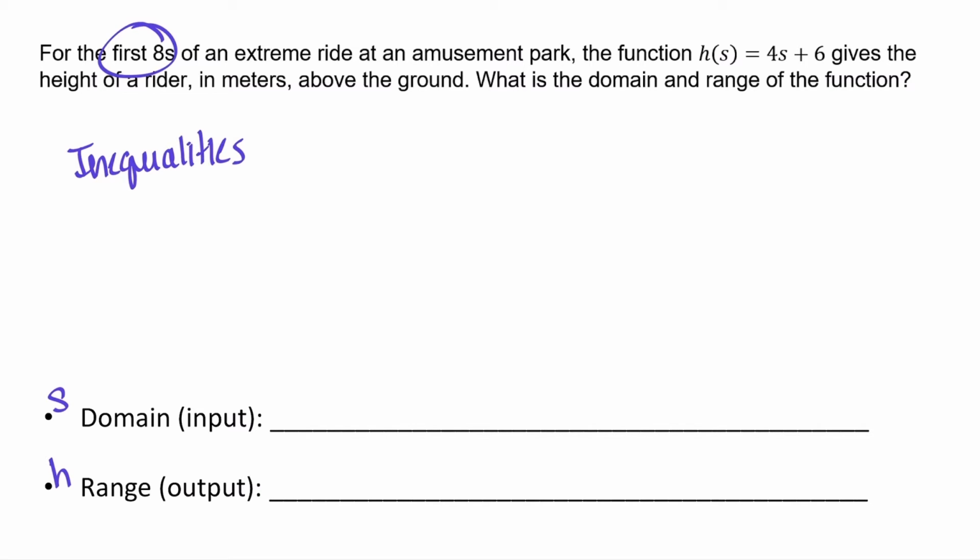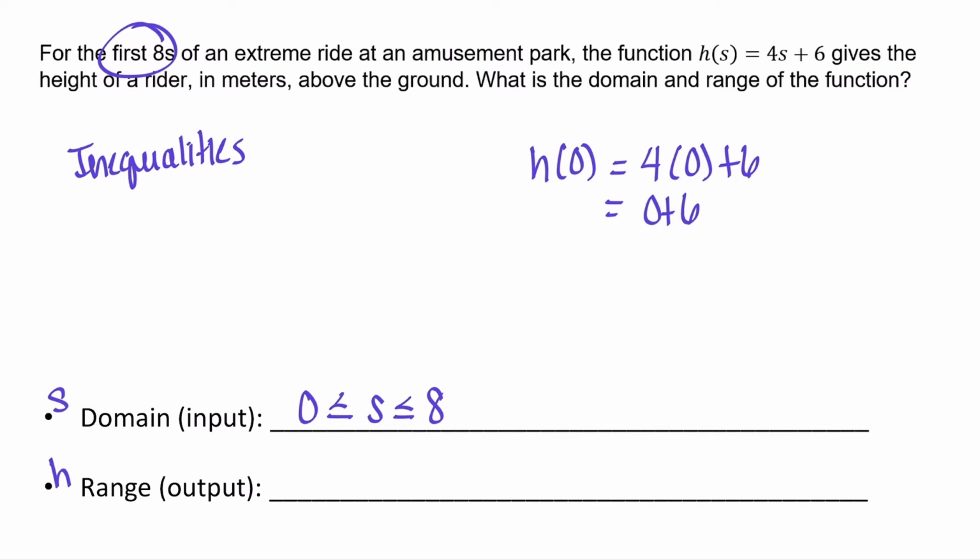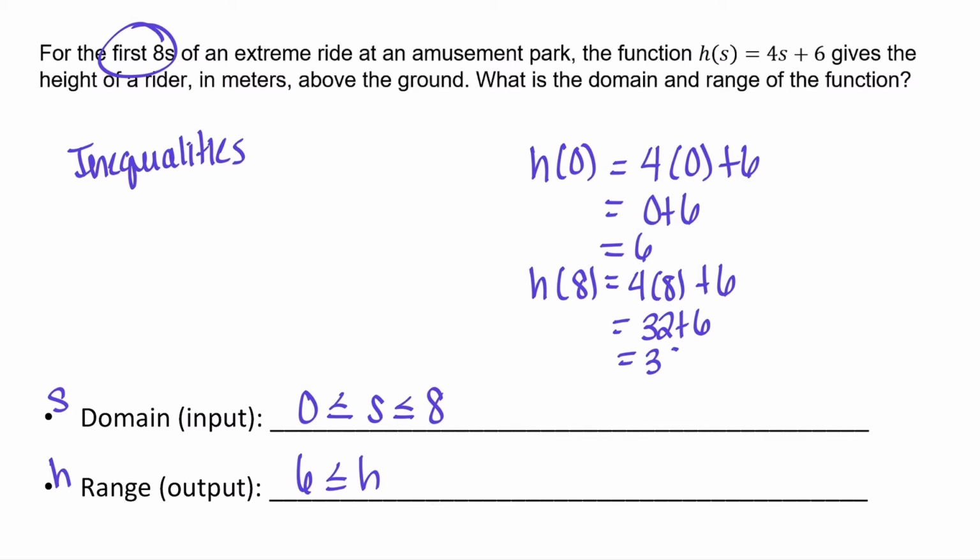The domain talks about the first 8 seconds, so it's going to be 0 less than or equal to s, less than or equal to 8. h, which is the output, is going to be the values that we have at these two endpoints. To figure it out, we take h of 0, plug into our function, and get 4 times 0 plus 6. That is 0 plus 6, which equals 6. So we have 6 less than or equal to h, and then we plug in h of 8. We get 4 times 8 plus 6, which is 32 plus 6, which equals 38. So that is less than or equal to 38. Those are my values of the domain and range.